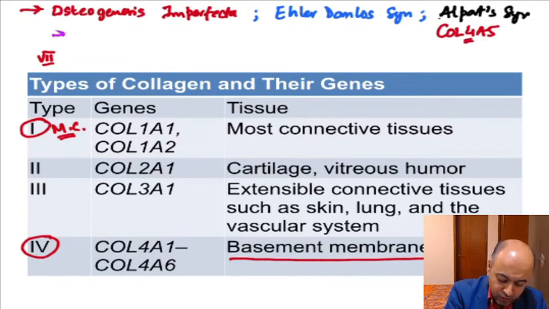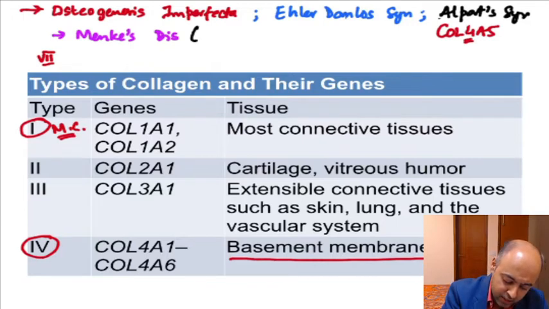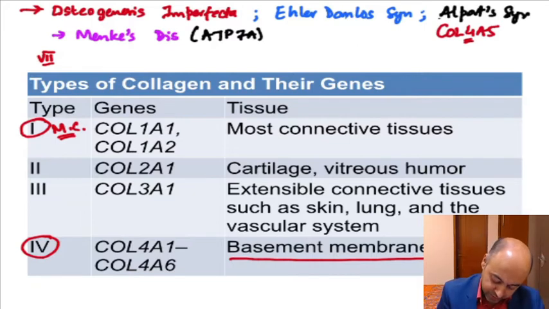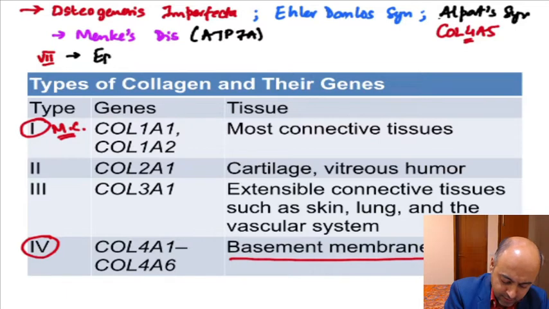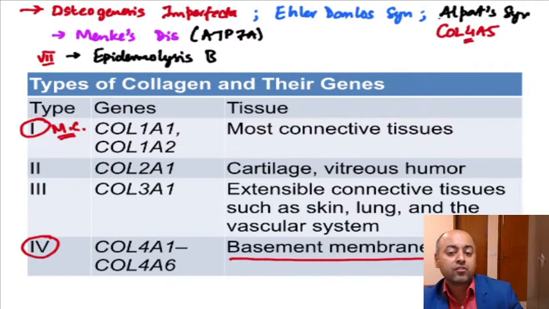Then we have what is known as Menkes disease. In Menkes disease, you have to remember the defect is in a transporter for copper, which is the ATP7A. ATP7B is defective in the Wilsons. In Menkes, ATP7A is defective. And lastly, we have the condition known as epidermolysis bullosa, where collagen type 7 is defective.